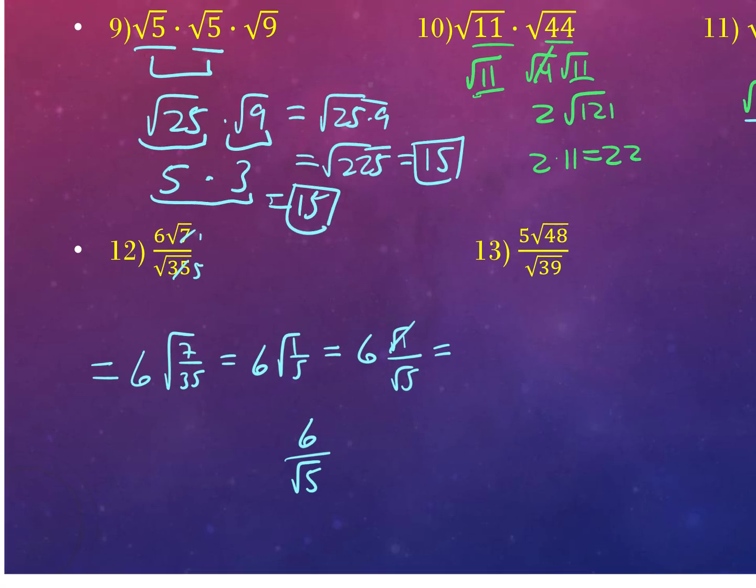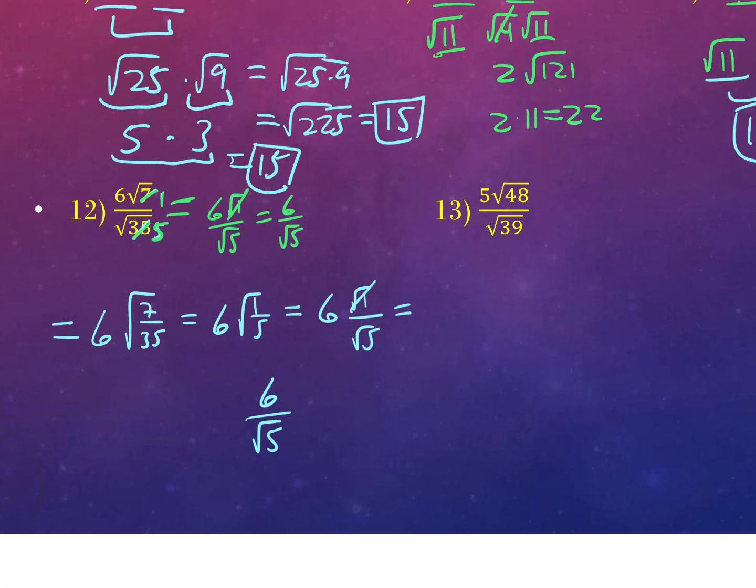I know I did something different in class, so if this resonates more with you, what I'm about to do, then stick with it that way, right? So with 7 and 35, 7 I can take out a 7. 35 I can also take out a 7. And then I still get the same thing, right? I get 6 square root of 1 over square root of 5. And once again, square root of 1 is 1. So I still get 6 over the square root of 5, right? It doesn't matter how you do it, you get the same answer.